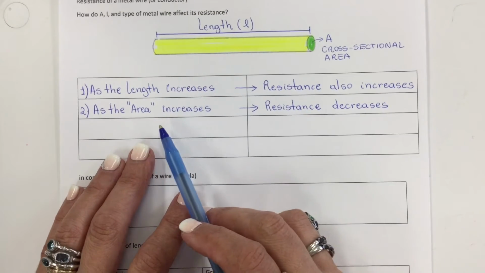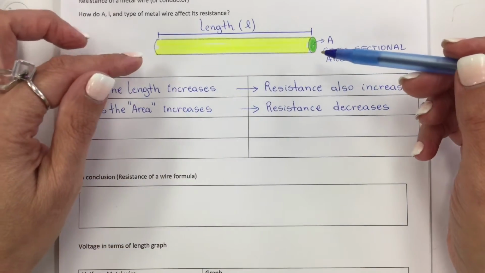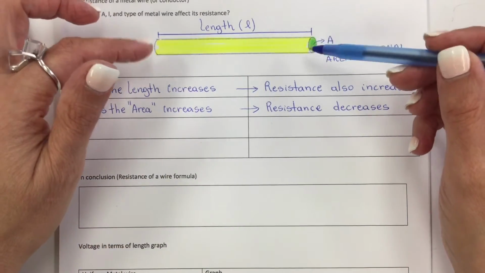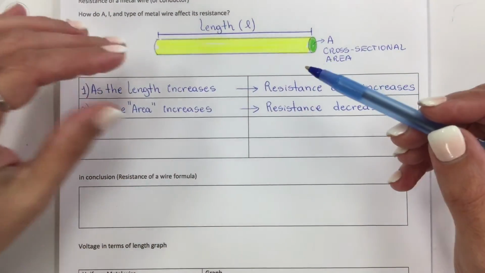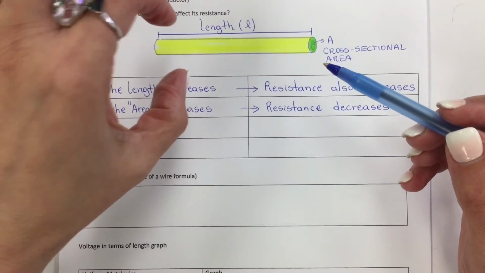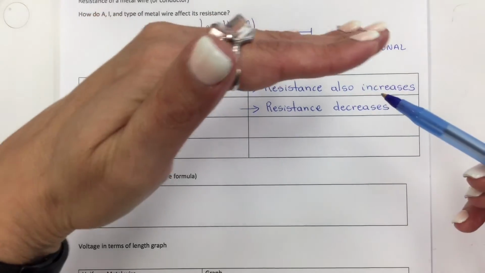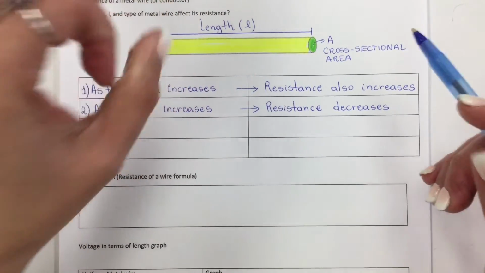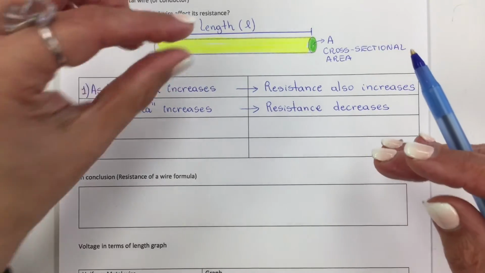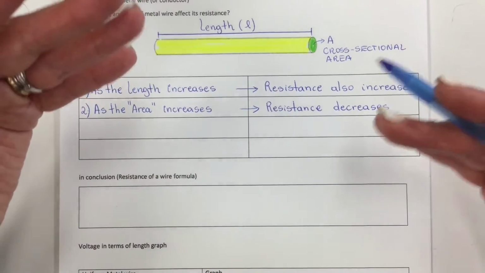To understand the relationship between area and resistance, you can imagine this wire like a tunnel where electrons need to pass through. So the wider the tunnel, the more space electrons have to pass through, so less resistance. As the tunnel gets thinner, smaller, the electrons have a smaller space to pass through, and therefore there will be more resistance.